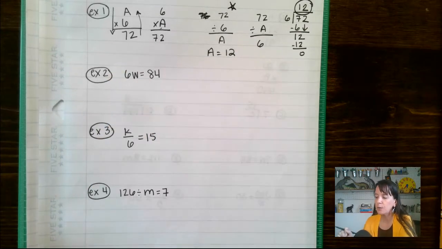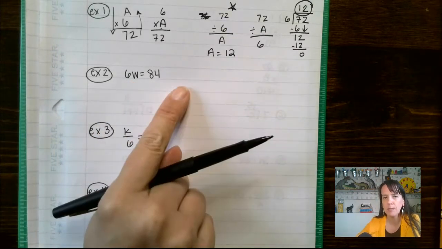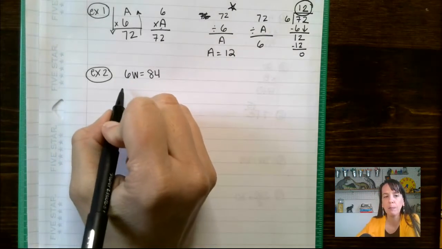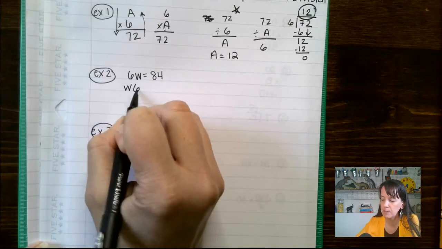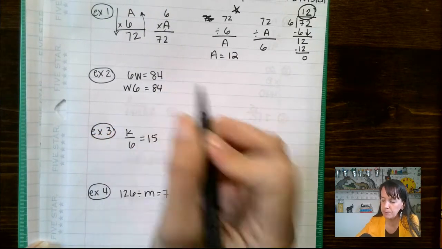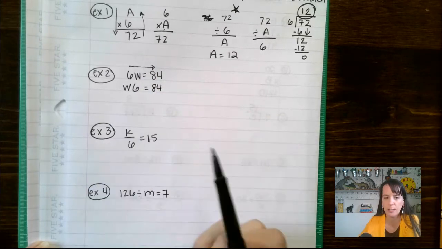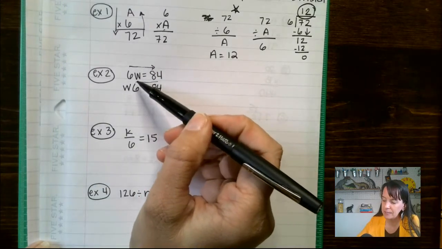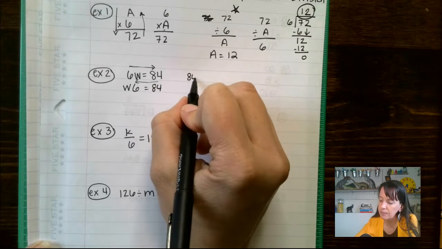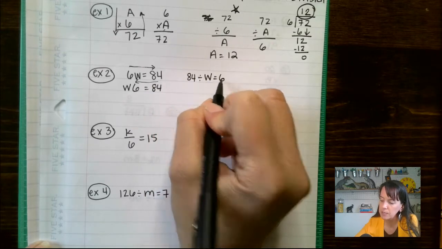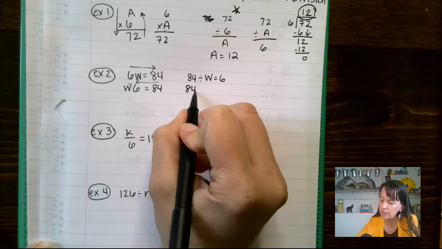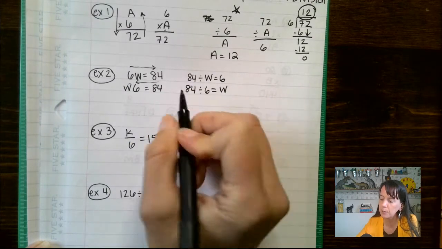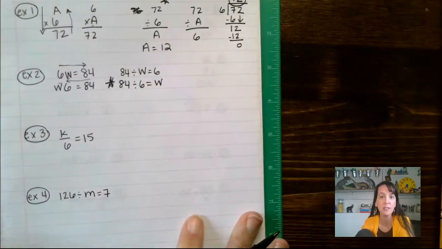Okay, so looking at this one, we're multiplying in that direction. Well, remember, the commutative property of multiplication means we can flop it. So W times 6 equals 84. And because we're multiplying in this direction, we can divide in that direction: 84 divided by W equals 6. Multiply in this direction, let's do the opposite: 84 divided by 6 equals W. This is the fact family that we need in order to solve this.